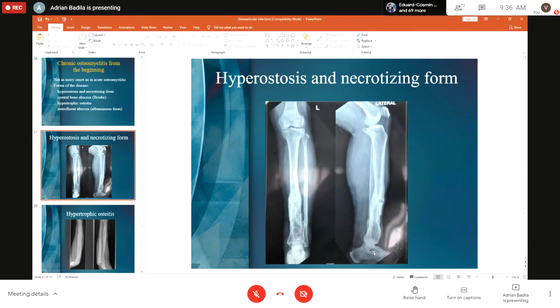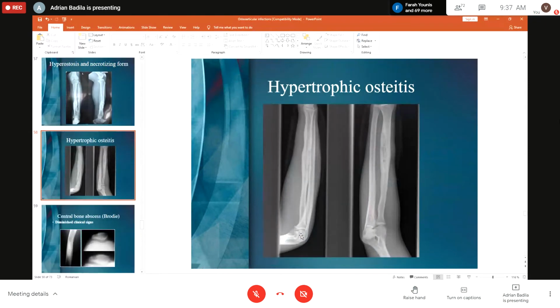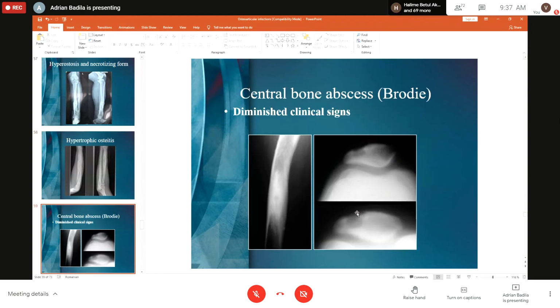Examples. Example for a hyperostosis and necrotizing form. In the middle of the bone, we have necrotic areas, but we have hyperostosis around the bone. Hypertrophic osteitis: we don't have osteolytic lesions, but we have a hypertrophic bone at the level of the radius in this case.